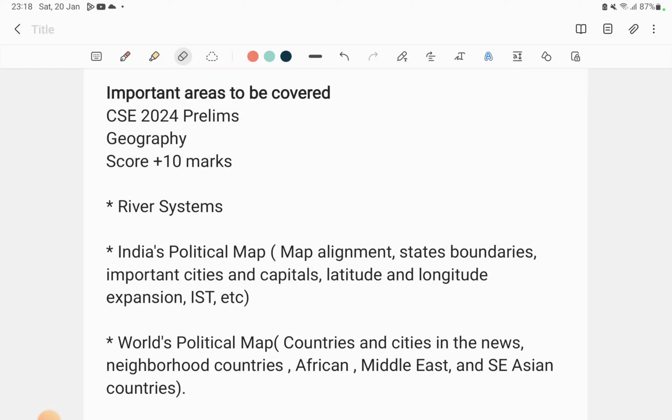So this is not only about geography, this is equally true for other subjects like history, modern history, ancient medieval portion, art and culture, or polity, economy, etc. So here I will be explaining you about these topics or these areas which can be asked in this year's prelims question paper as well.